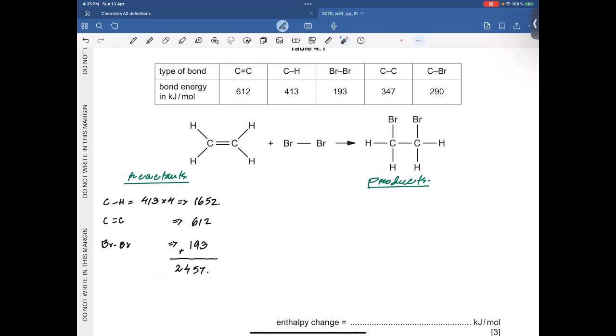All right. Let's talk about the product now. Now in products, we have carbon hydrogen bond, which has a bond energy of 413. We have 4 bonds of CH, so into 4, it's going to be again 1652. We have single bond between the carbon atoms, and its bond energy value is 347. We have carbon bromine bond. CBr bond is basically 290. We will multiply by 2, because here there are 2 CBr bonds.